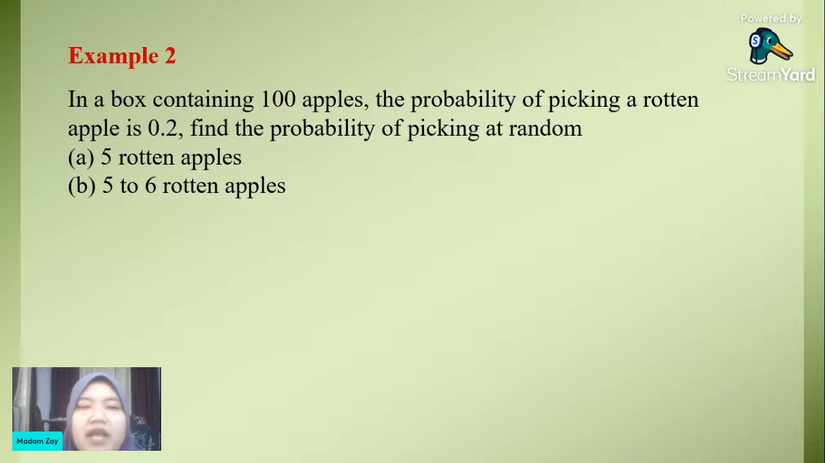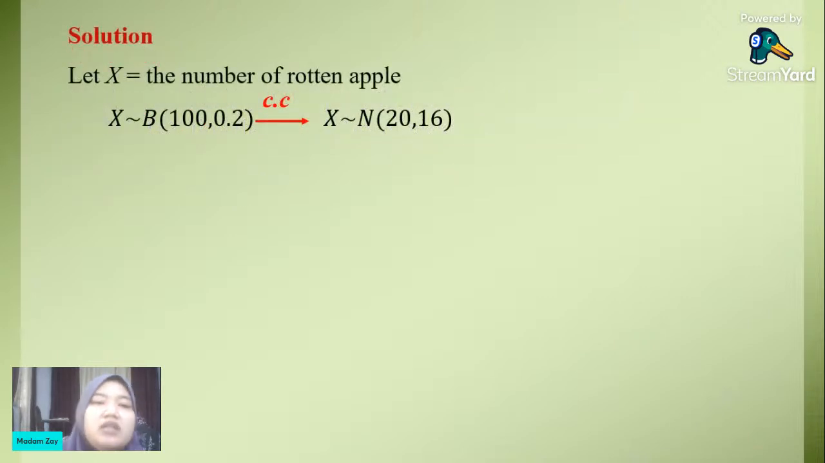Tapi disebabkan N kita, this is a binomial distribution lah, because it's talking about probability of success, picking a rotten apple. So we have number of sample, which is 100 apples, which is the N, and we have the probability of success talking about picking a rotten apple. Okay, so we can describe that this X is talking about number of rotten apples. So the number of apples is 100. The probability of getting a rotten apple is 0.2. So it's following a binomial distribution. So you have to do this step. Following this step, X is a binomial with 100 and 0.2 as the parameters.